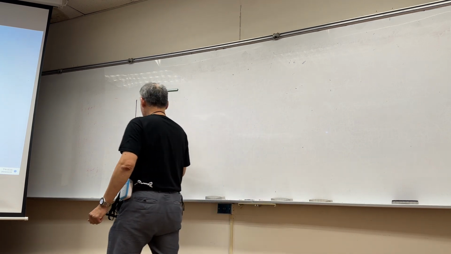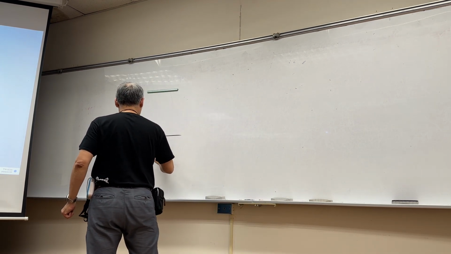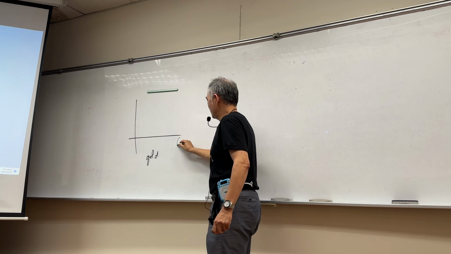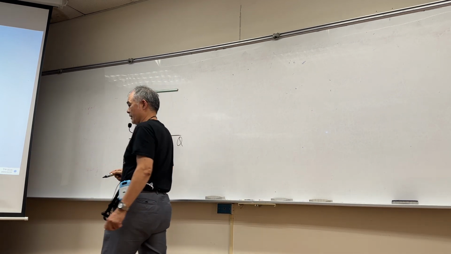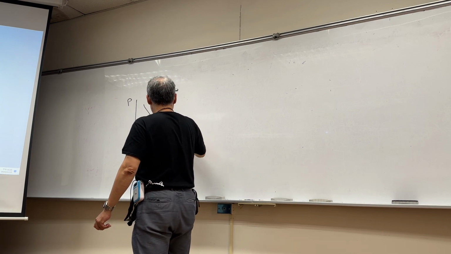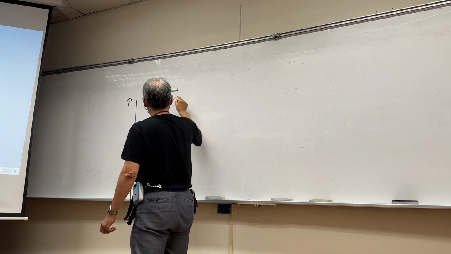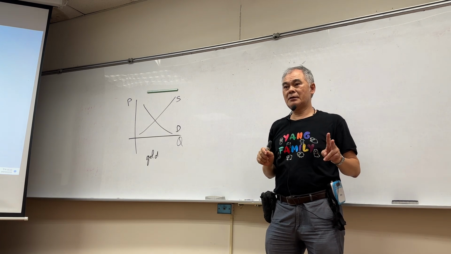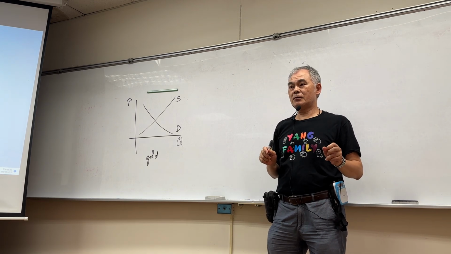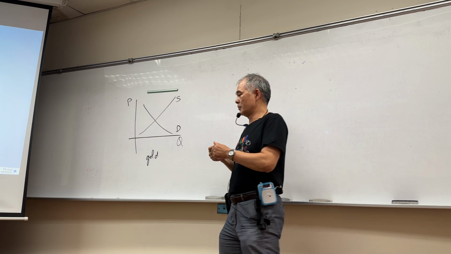So this is what we labeled on Monday. We talk about gold, okay? Here is the quantity of gold, and here is the price of gold. And demand and supply. So we are going to elaborate two concepts: one is the exogenous variable, and the other is the endogenous variable.